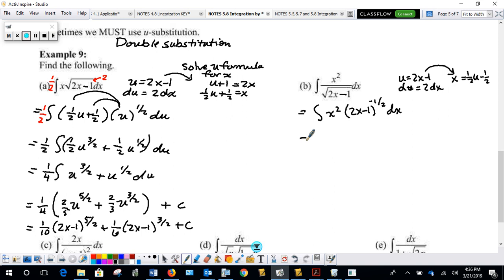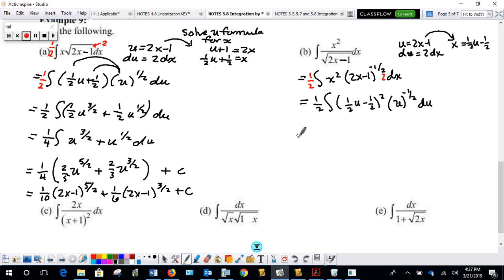If I make that double substitution, we are going to need the same corrector. So if I put in a 2, correct with a 1/2, you're going to have 1/2. This x squared is going to become (1/2 u minus 1/2) squared. And then the (2x minus 1) to the negative 1/2 becomes u to the negative 1/2, and then du.